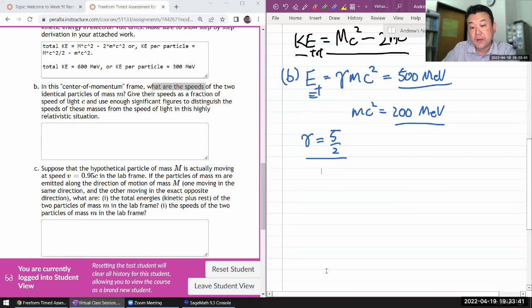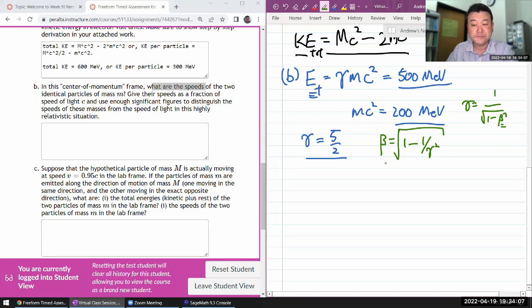And once you have gamma, it's just a single step remaining to work out any other quantity you want, like the beta, the speed of the things as a fraction of the speed of light. So you take this expression, gamma is 1 over the square root of 1 minus beta squared, and solve it for beta. When you have done that, you'll get beta is equal to the square root of 1 minus 1 over gamma squared. So once I have gamma, I can just plug it in here.